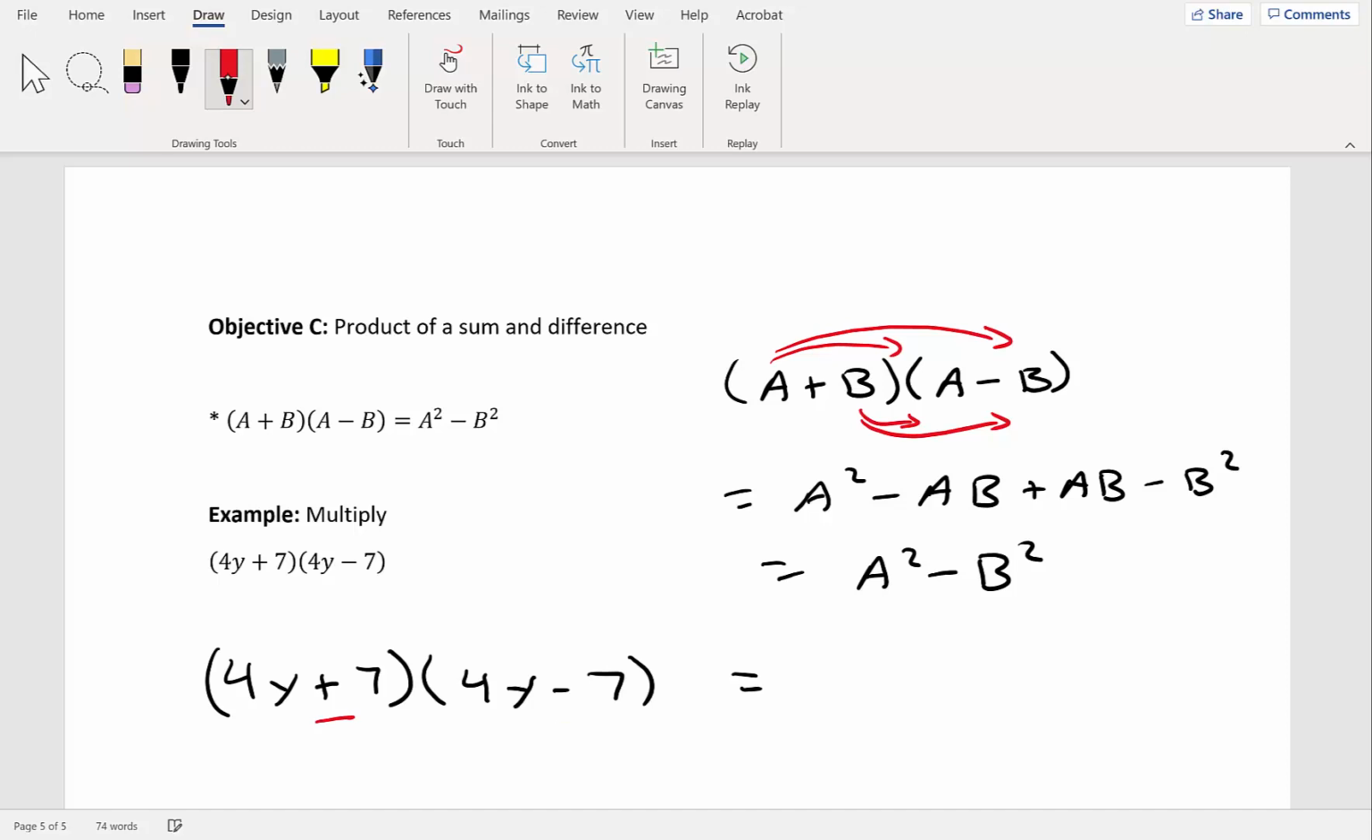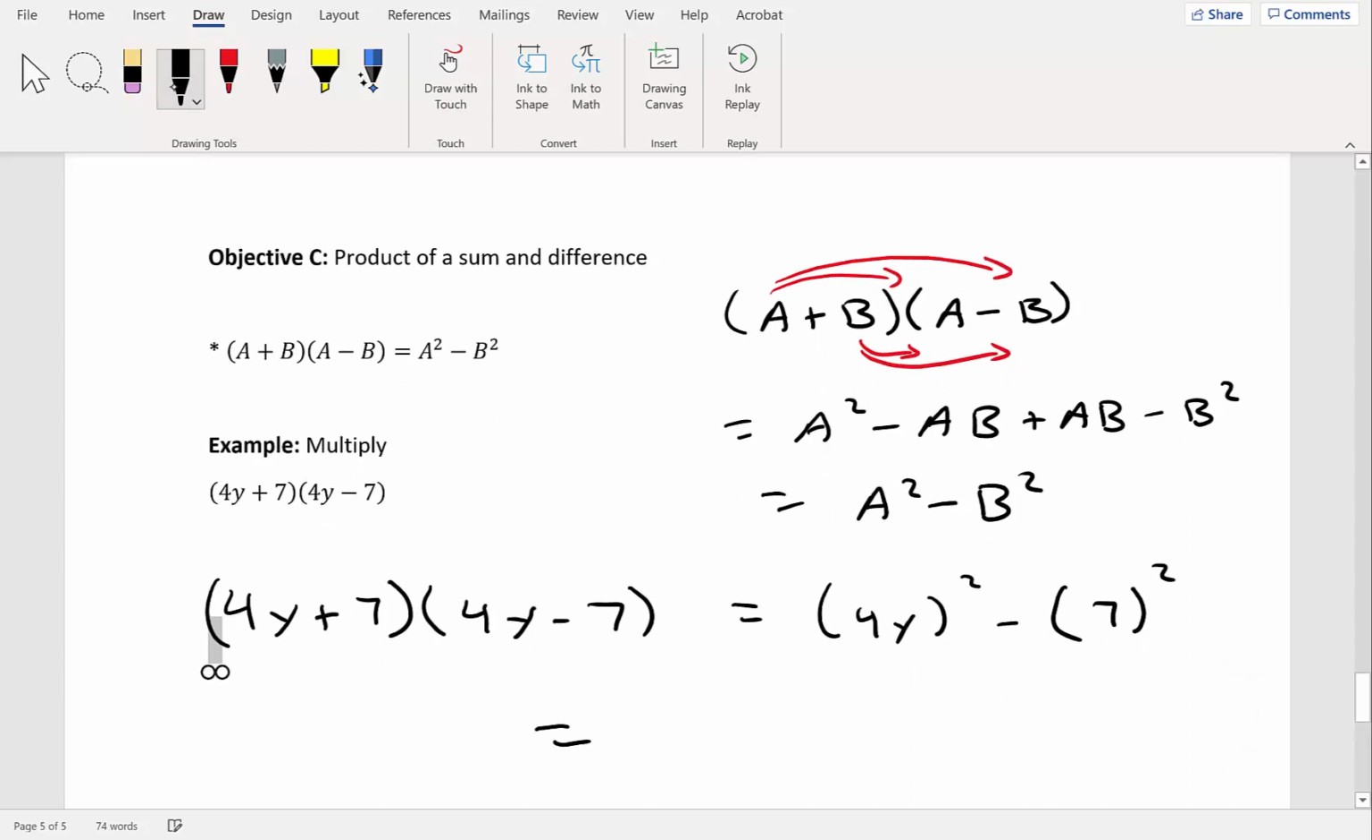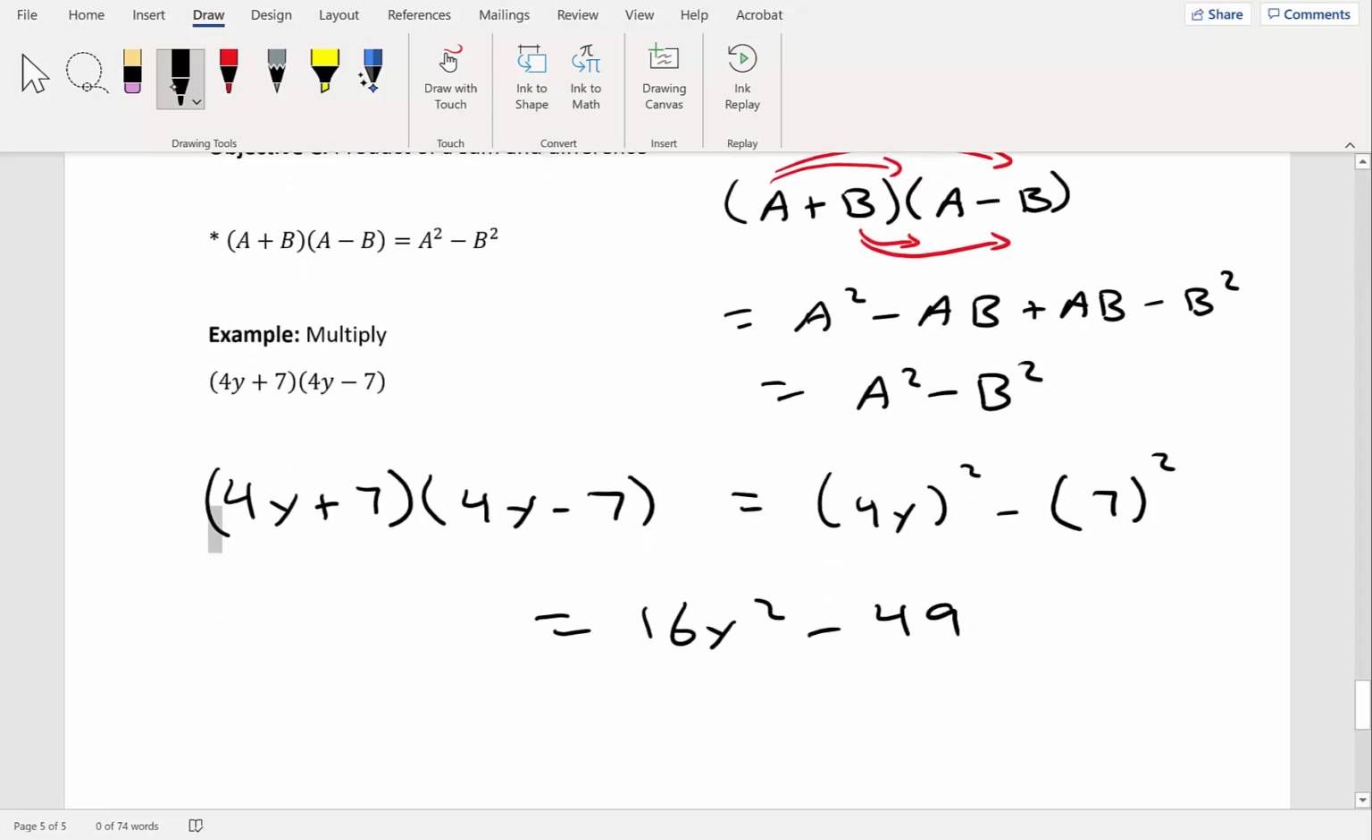So you're going to take your first term, which is 4y. You're going to raise that to the second power. You're going to put a minus. Then you take your second term, which is 7, and you're going to raise that to the second power. So you have 4y raised to the second power. Just remember this is 4y times 4y, which gives us 16y squared. We have minus, now 7 raised to the second power gives me 49. And now we just use the formula to find the product of these two binomials.